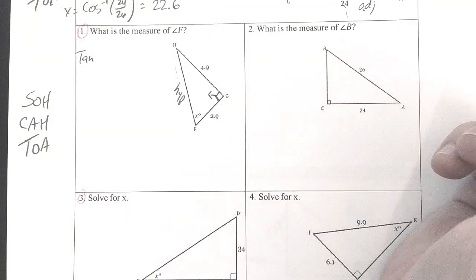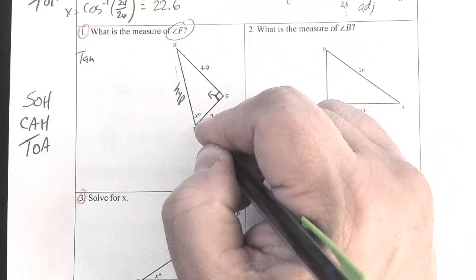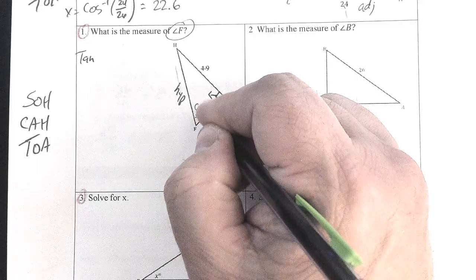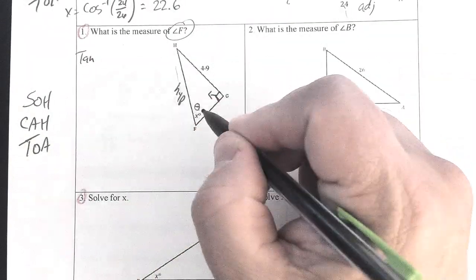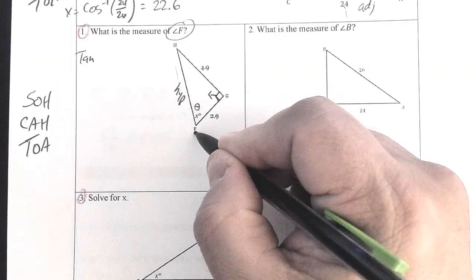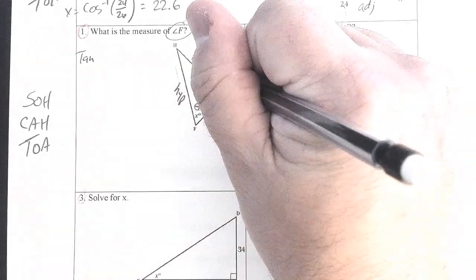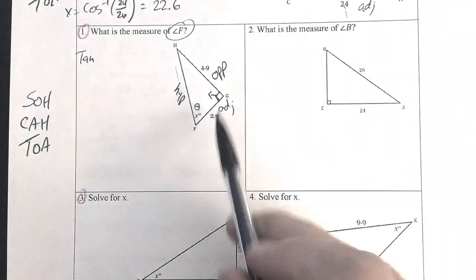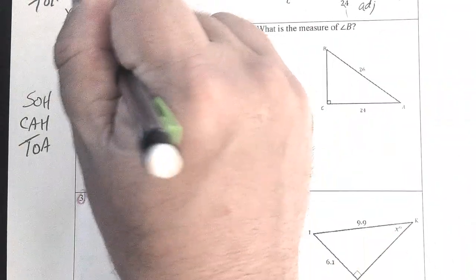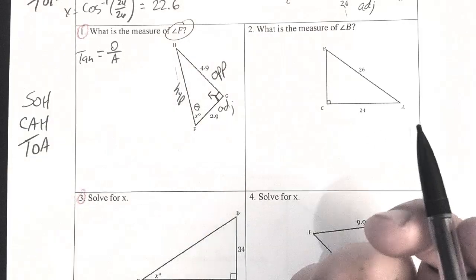So they want my angle F. Angle F is down here. I'm just going to do the little theta above it. So that's the hypotenuse. So this is the left. So the right is the opposite. And then that means this guy down here is the adjacent. So tangent equals opposite over adjacent, TOA.